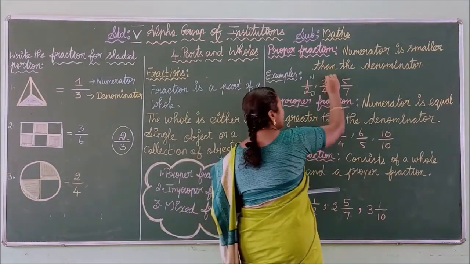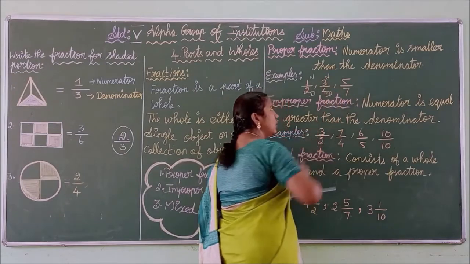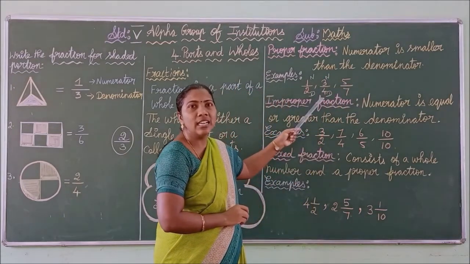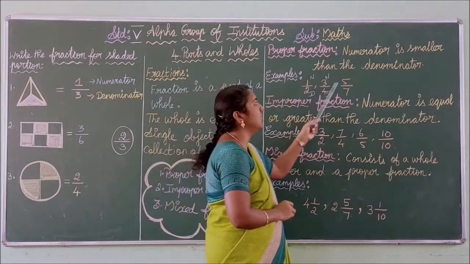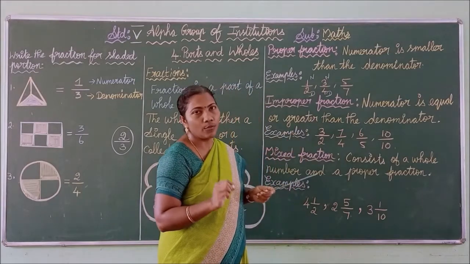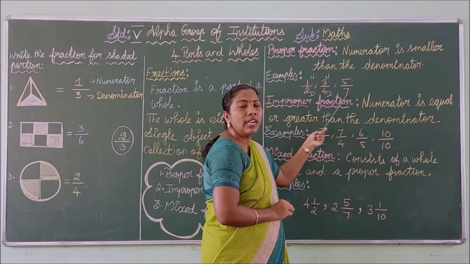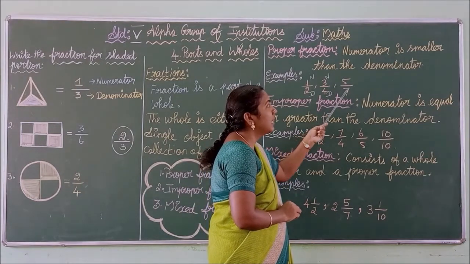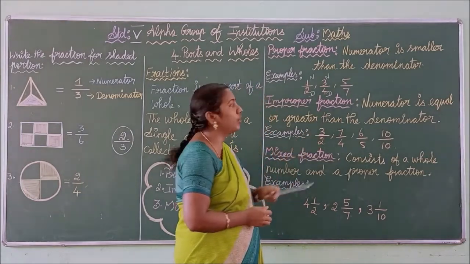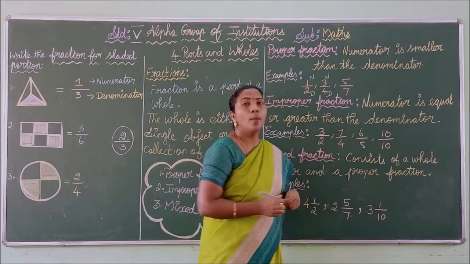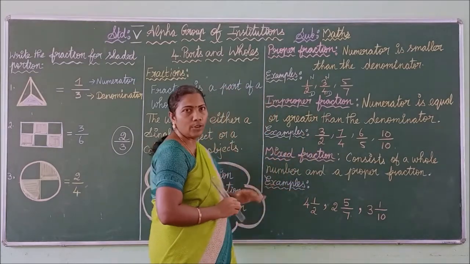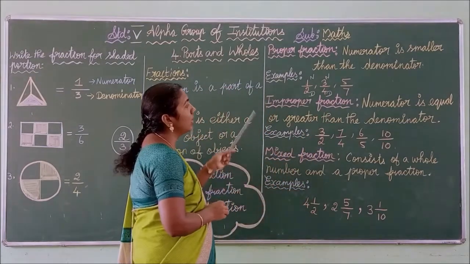3. And which is the denominator? 4. Here also numerator is less than denominator. So you have to call this fraction a proper fraction. See here, 5 is numerator, 7 is denominator. Thus numerator is less than the denominator. So you have to call this fraction a proper fraction. Do you understand, children? See the next one.